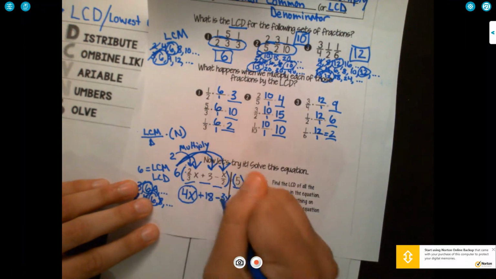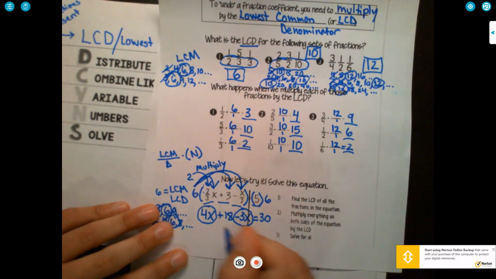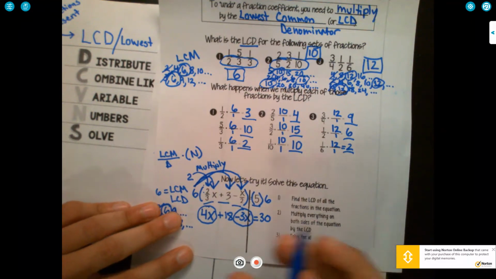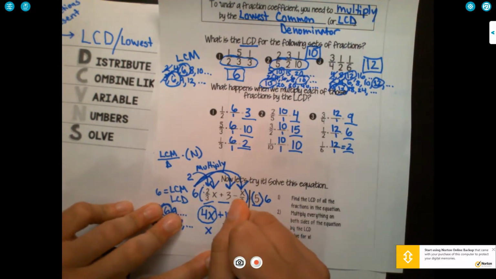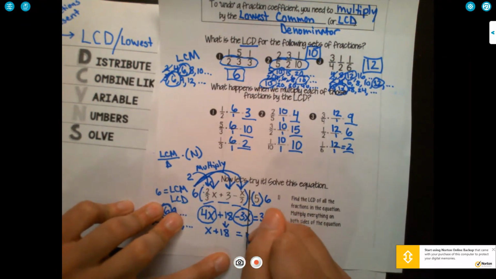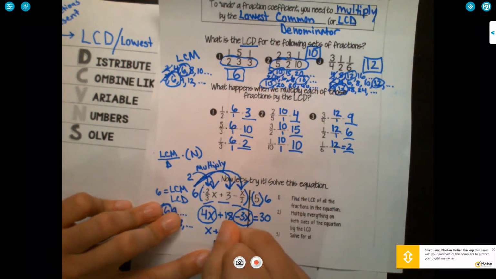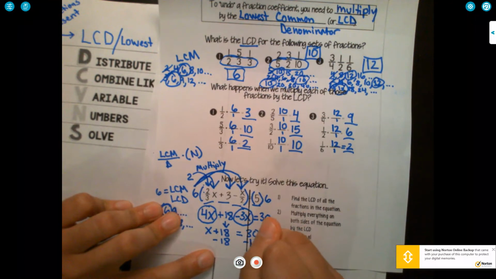So we got 4x here and a negative 3x. So 4 minus 3 is 1, or just 1x. Bring down your 18, plus 18, and then equals to 30. 30 stays the same. All right, and then from here, we're going to move the number, minus 18, minus 18.